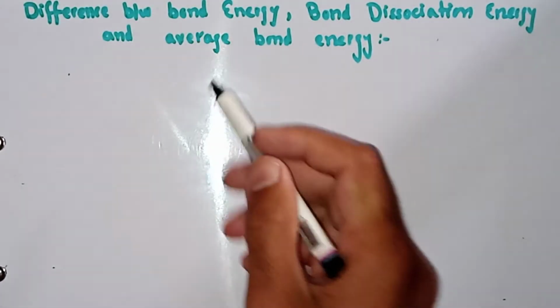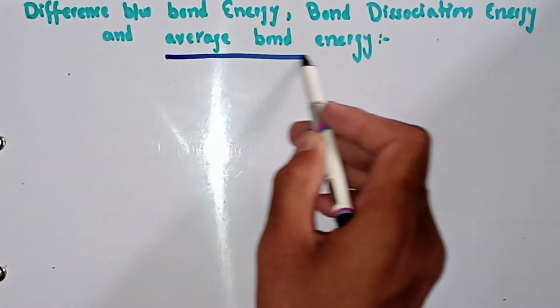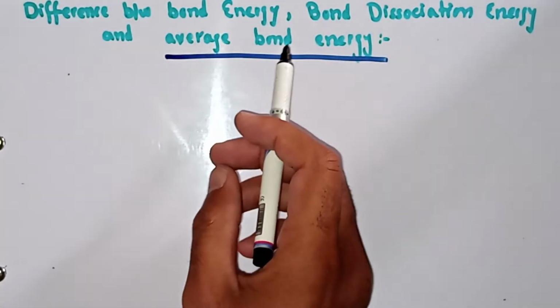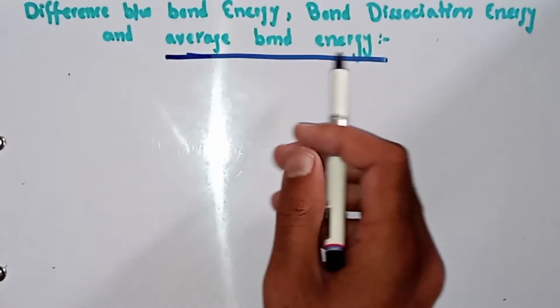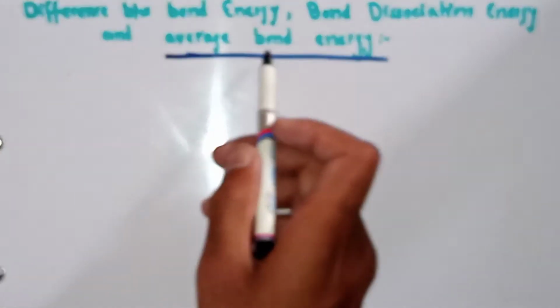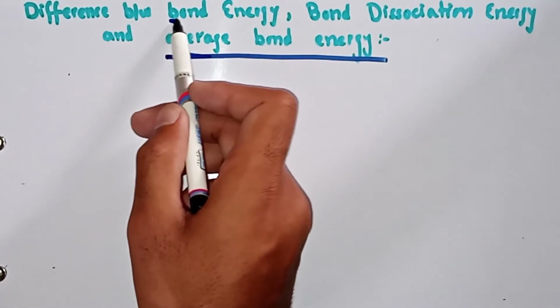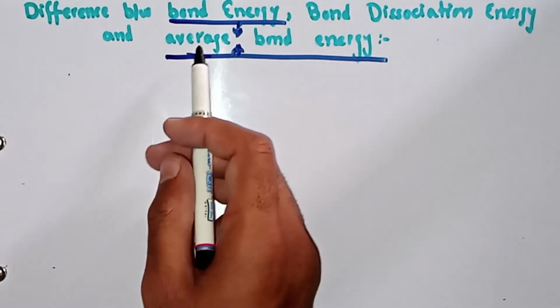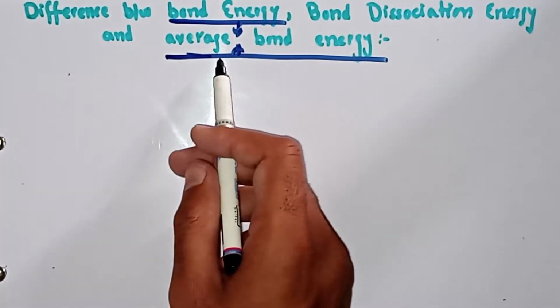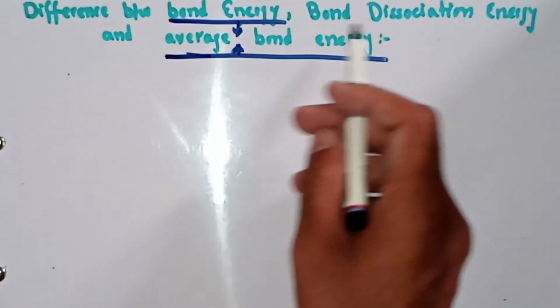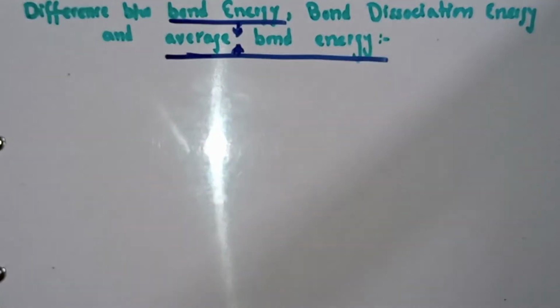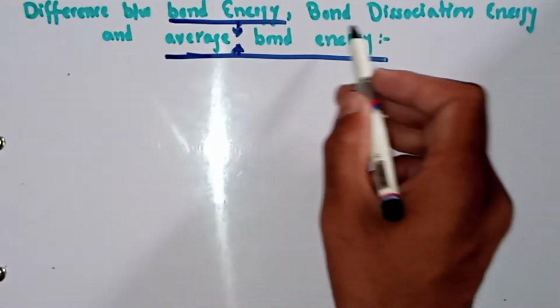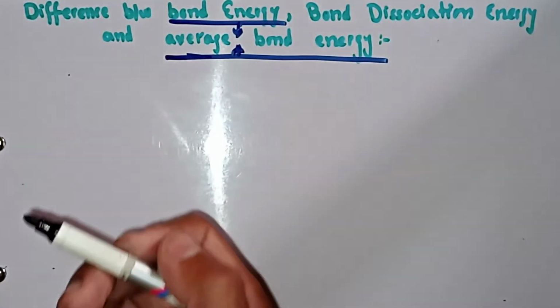Average bond energy is also called bond energy, or average bond energy is often simply called bond energy. So it means these two things are the same. So what is the difference between bond energy or average bond energy and bond dissociation energy?